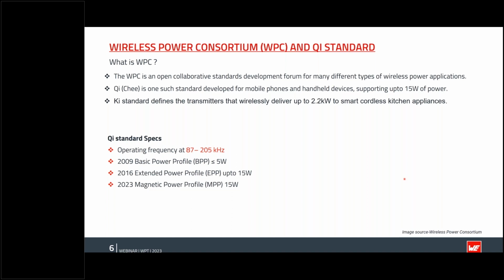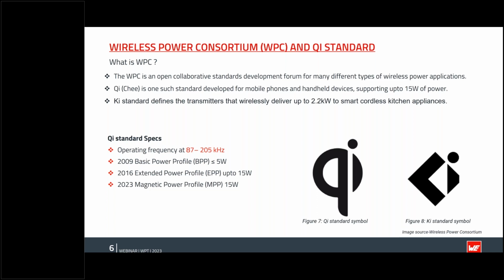So one such body is the Wireless Power Consortium, and they are defining the standards for many different types of wireless power applications. Here we talk about two main standards developed by the Wireless Power Consortium. The Qi standard, which is the standard developed for mobile phones and handheld devices supporting up to 15 watts of power, and the Ki standard, which is the standard for delivering 2.2 kilowatts for the kitchen appliances, which we see here.